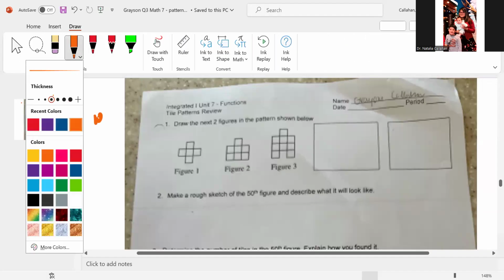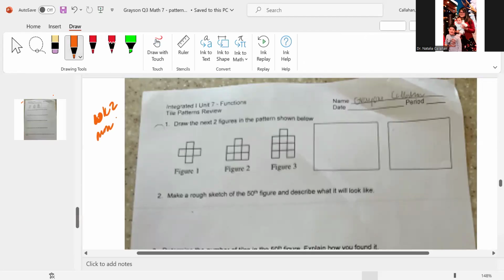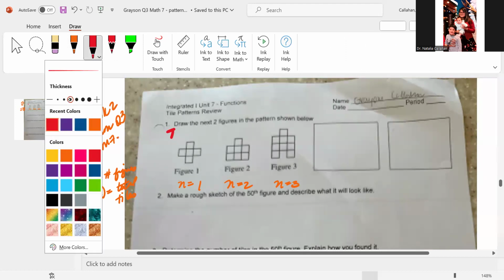All right, so we are on week 2, Monday, quarter 3, Math 7 on patterns. So let's take a look. Remember, N is going to be the number of figures, and T of N is going to be the total number of tiles. So this is N1, N2, N3. That's what you start off first. Then T of 1 is equal to what?